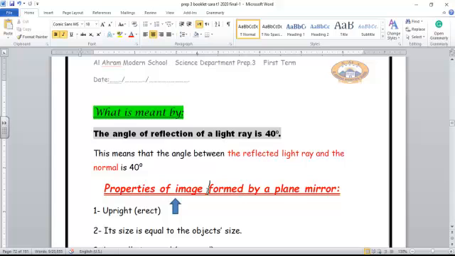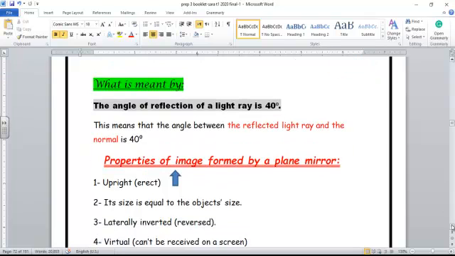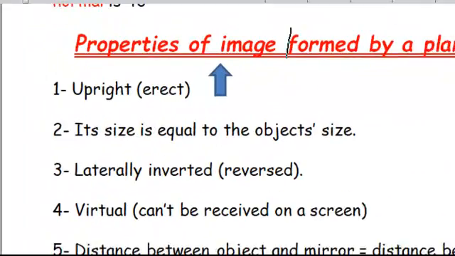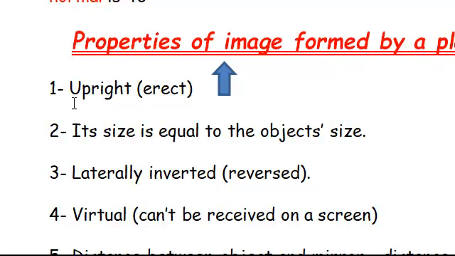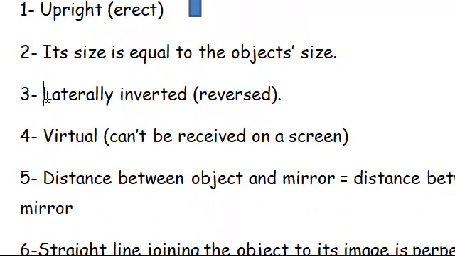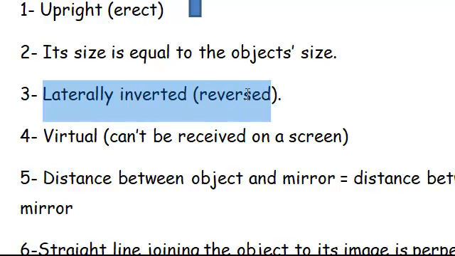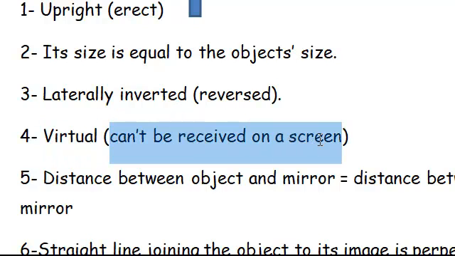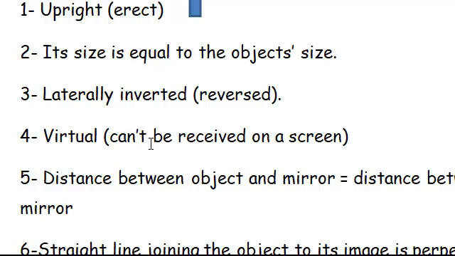Let's go to the important part. What are the properties of the image formed by a plane mirror? There are six properties, which are very, very important. Number 1, upright or erect. The second, equal in size. The third, laterally inverted or reversed. And the fourth, virtual. Virtual means not real, it cannot be received on a screen. Give reason why the image formed by a plane mirror is virtual: because it cannot be received on a screen.